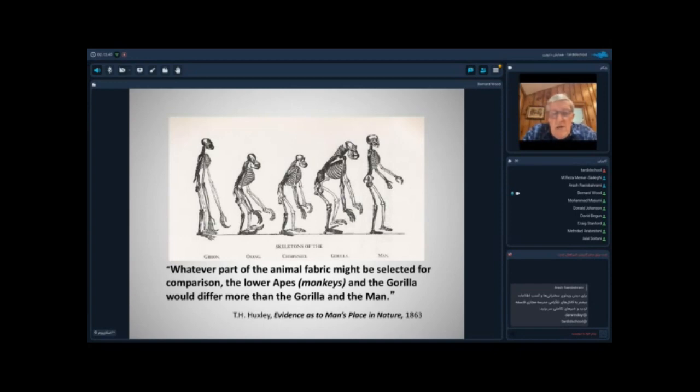What he wrote in Evidence as to Man's Place in Nature is: whatever part of the animal fabric might be selected for comparison, the lower apes, the monkeys, and the gorilla, and there are various reasons why he focused on the gorilla, would differ more than the gorilla and the man. In other words, what he was saying was that the apes and man, human beings, were more similar than the apes and monkeys.